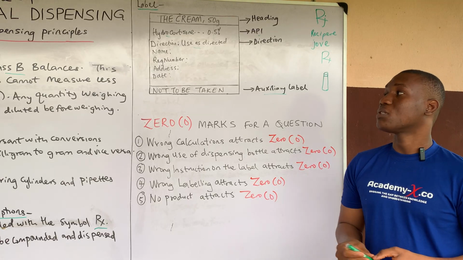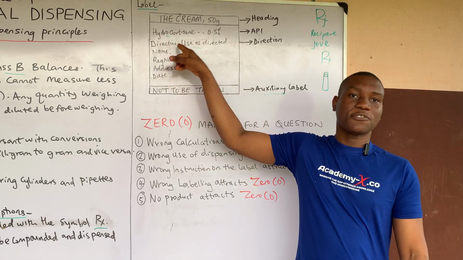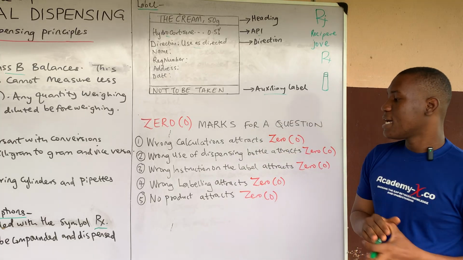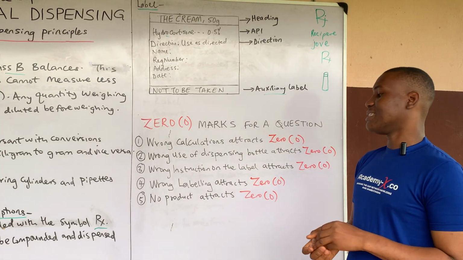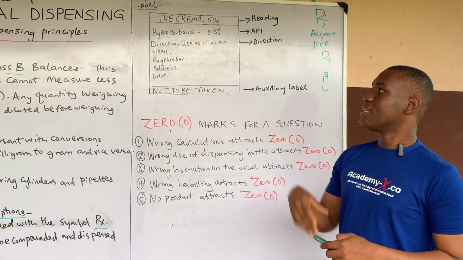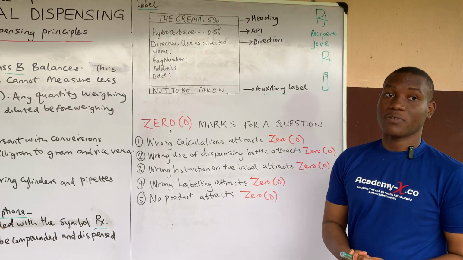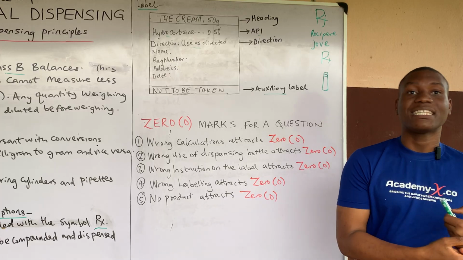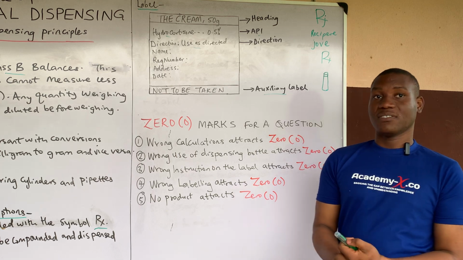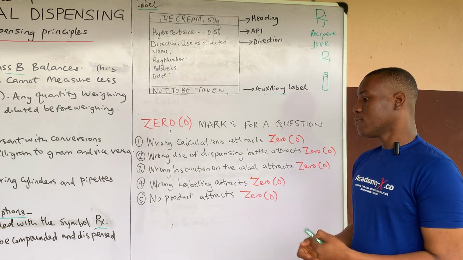Now, wrong instruction on the label attracts 0. Any direction you give that is wrong attracts 0 marks. Wrong labeling also attracts 0. Any mistake in any of your labeling, maybe you didn't write the active ingredients when you were supposed to, because there are cases when you should write active ingredients and there are cases where you shouldn't. We are going to look at them. So they attract 0 marks.